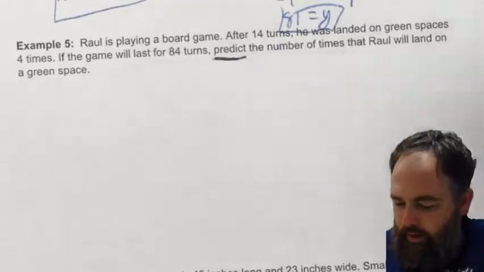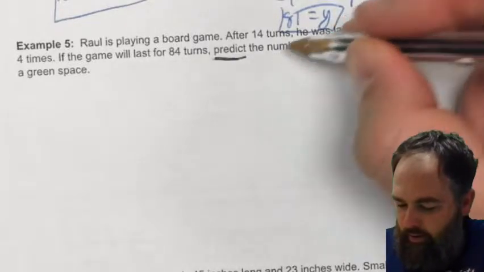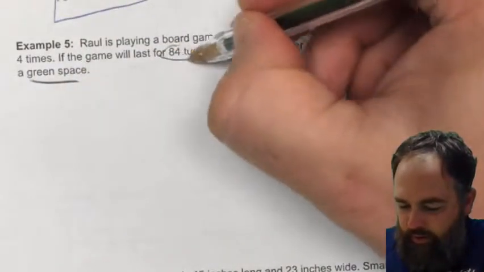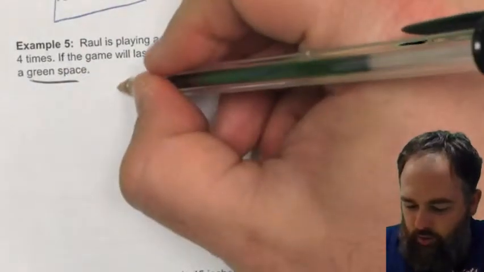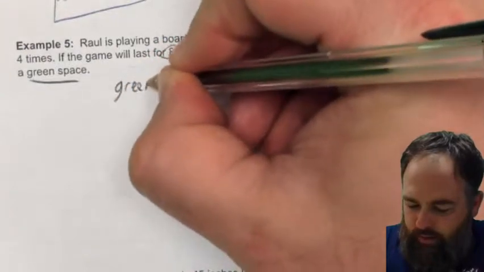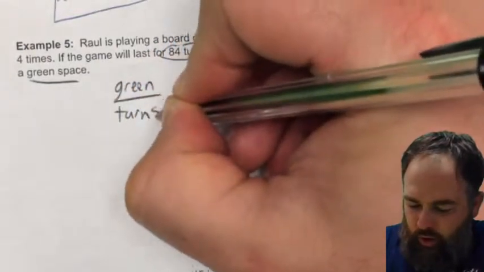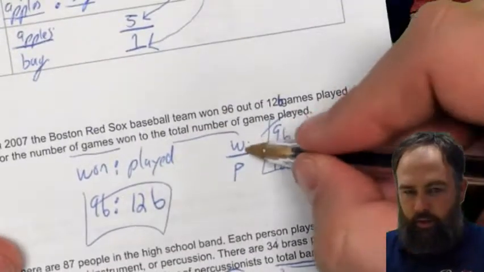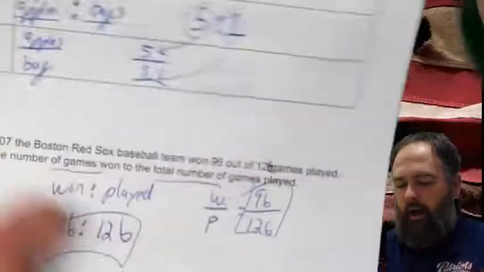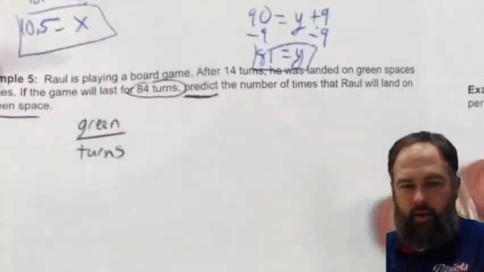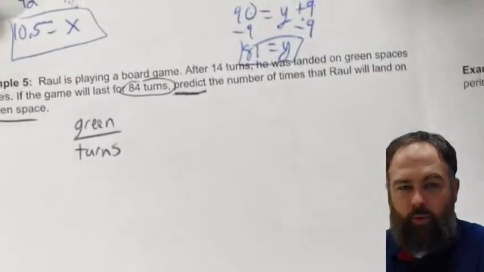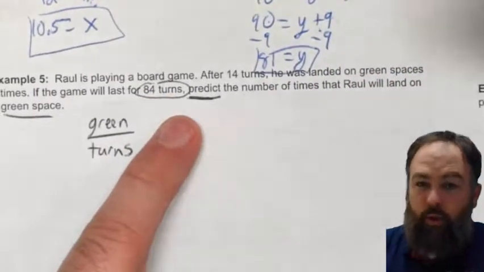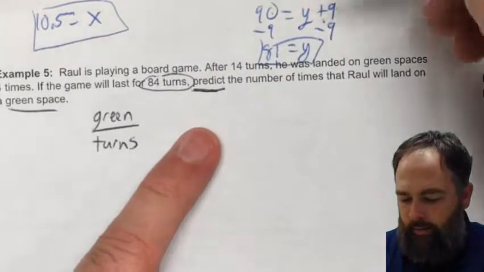So it looks like what we're relating here is the number of times that he hits a green space, and we've also got the number of turns that have elapsed. So I'm going to do green spaces divided by turns. And you'll notice me writing this every single time. Just like I did on this previous page, I wrote it here, there, and then also here. I always want to know what my variables are at any given time. So let's look at what's happened in the past, okay? What's already happened up to this point.